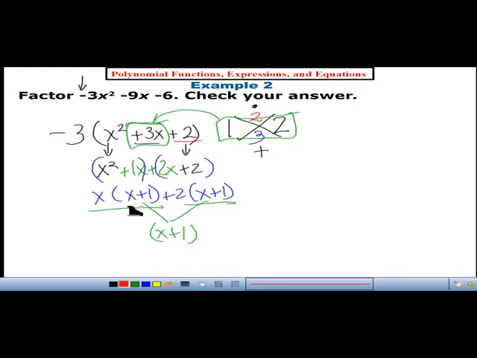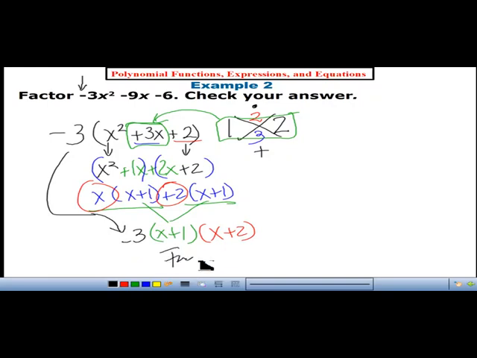And what's left over, Mr. Q? Oh, x plus 2. However, since now we had a GCF at the beginning, we bring that down. So that's -3, and these are my factors. Hands, if you got that?